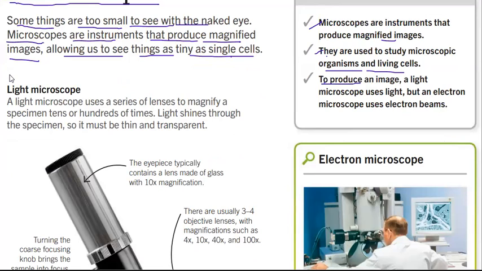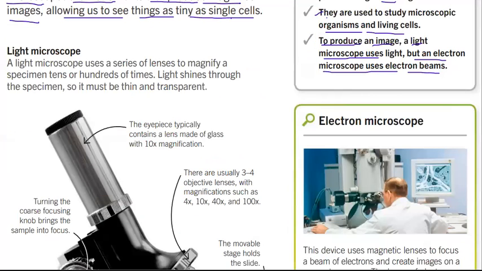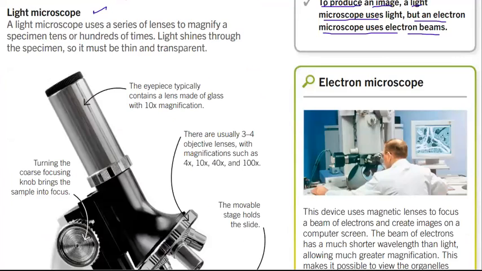Microscopes are used to produce an image. Light microscopes use light, but electron microscopes use electron beams. Now you can see on the left side we have a light microscope. The light microscope uses a series of lenses to magnify a specimen tens or hundreds of times, and light shines through a specimen, so it must be thin or transparent.